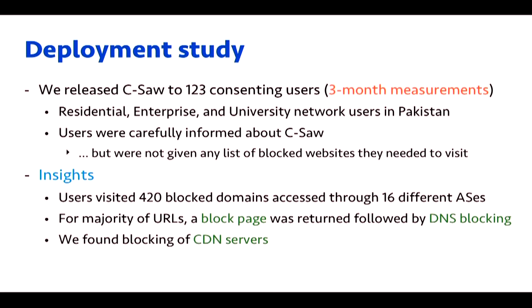Users visited 420 blocked web domains accessed through 16 different autonomous systems. For the majority of URLs, a block page was returned, followed by DNS blocking. And for the first time, we found blocking of CDN servers in Pakistan, which was not observed in prior measurement studies.